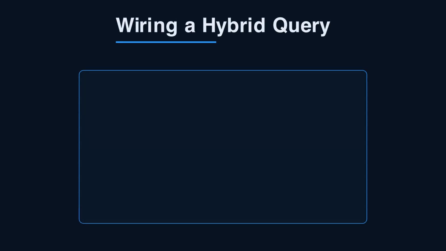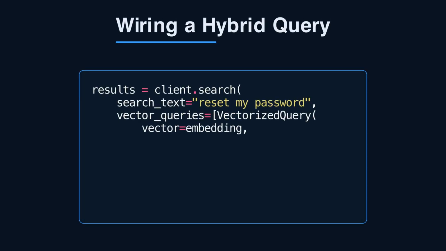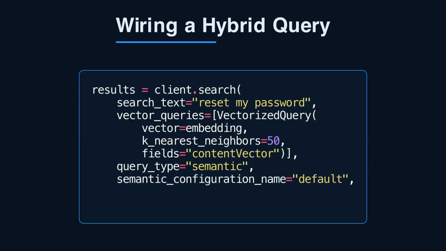Here's what a hybrid query actually looks like against the Azure AI Search index. You pass a plain text search term for BM25 and a vector query for the embedding in the same request. Add the semantic configuration to enable Microsoft's L2 reranker, which is a cross-encoder that rescores the top results using deep language understanding. This is your highest quality setup.